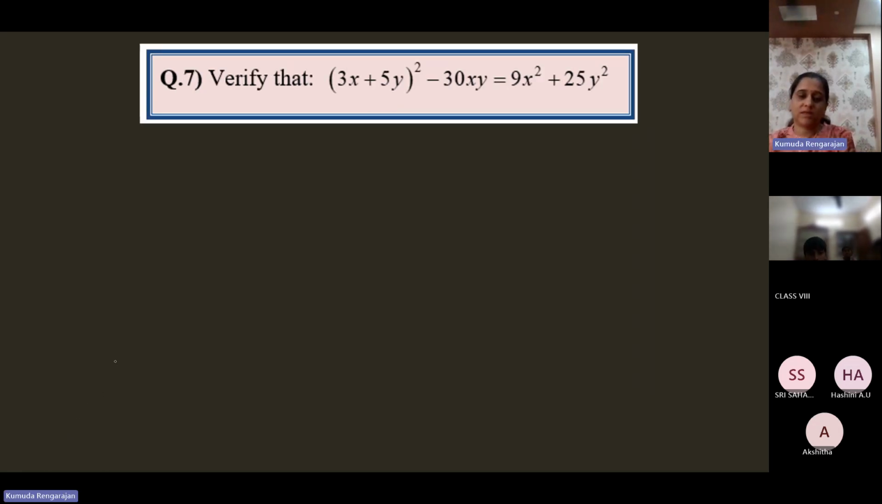Verify. Verify means take the LHS, work, get the answer. RHS, if there is something to simplify, then simplify. Sometimes in the RHS you may not be able to do anything. Like see the RHS here, 9x squared plus 25y squared. What can you do with that? Nothing. So then just have that RHS. Now LHS should be equal to the RHS. The answer you got in the LHS and the RHS must be the same. Then you verified the equation.